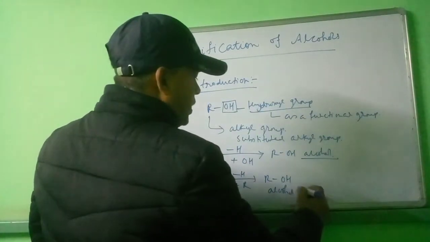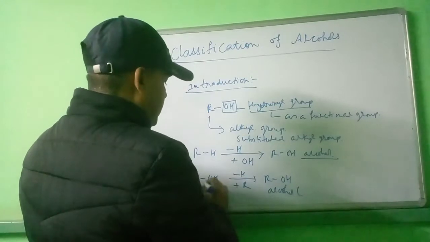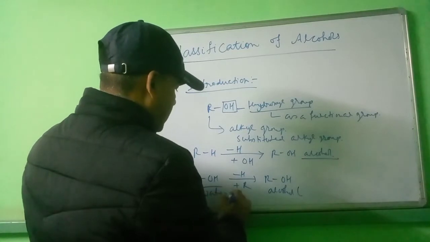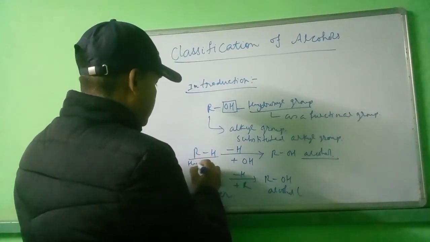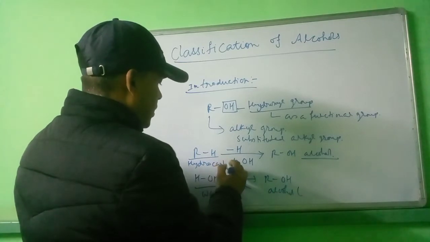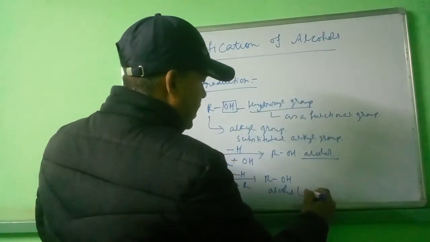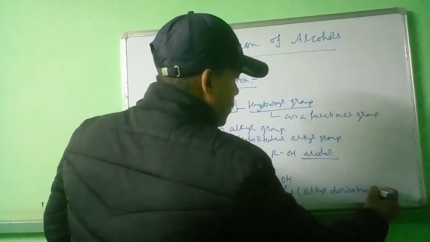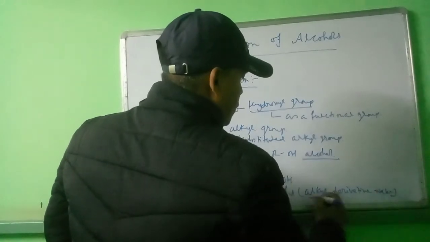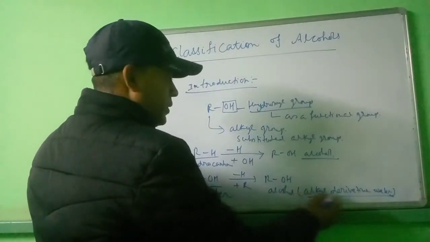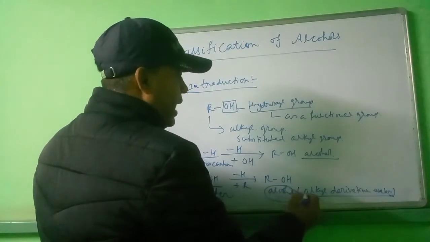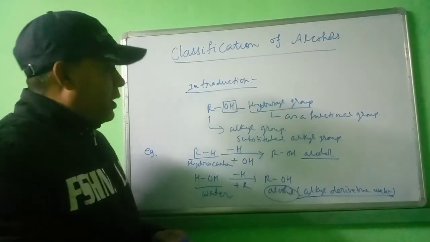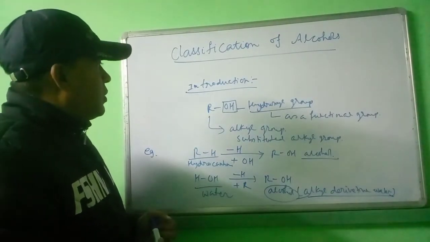but this alcohol is what? An alkyl derivative. We get the alcohol from the water. This is the water, and this is the hydrocarbon. Now this alcohol is the alkyl derivative of water. So this way we can define what alcohols are.